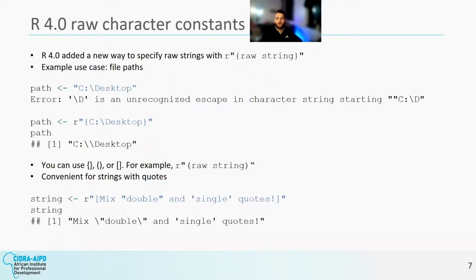R 4.0 added a new way to deal with what are called raw strings. So raw strings are what we've been dealing with essentially, where we look at the characters themselves and we do not assign the characters any special function, like with the escape character. We'll see what this means right now.